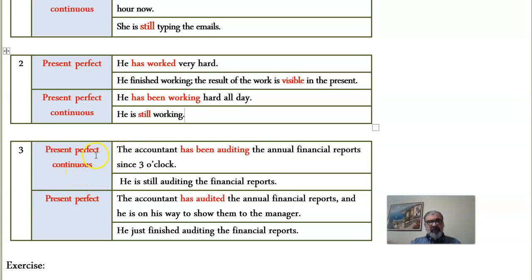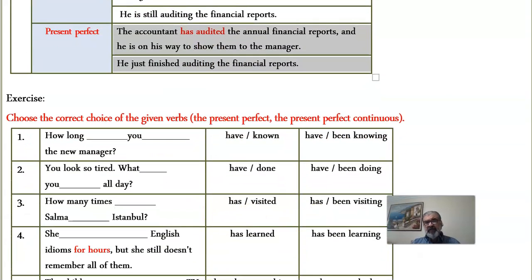Now, the other way around. Now, the present perfect continuous comes first. The accountant has been auditing the annual financial reports since 3 o'clock. He's still auditing them. But if you say the present perfect, the accountant has audited the new financial reports and he is on his way to show them to the manager. He just finished auditing them. Now let's go down to the exercise.